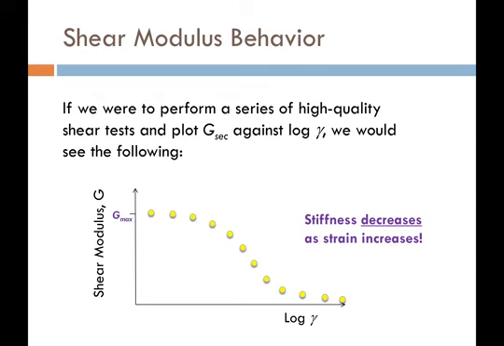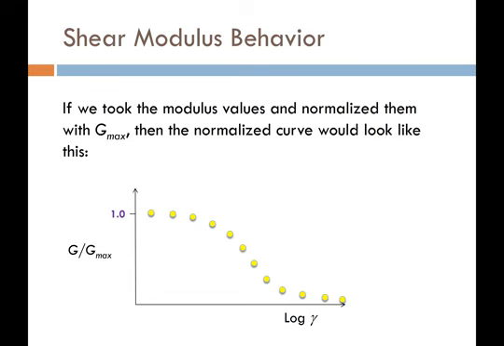So the trend that we tend to see, and this is important, is that the stiffness of the soil as defined by the shear modulus decreases as our cyclic strain increases. So the more we strain our soil, the higher the amplitude of the strain, the less stiff our soil becomes.